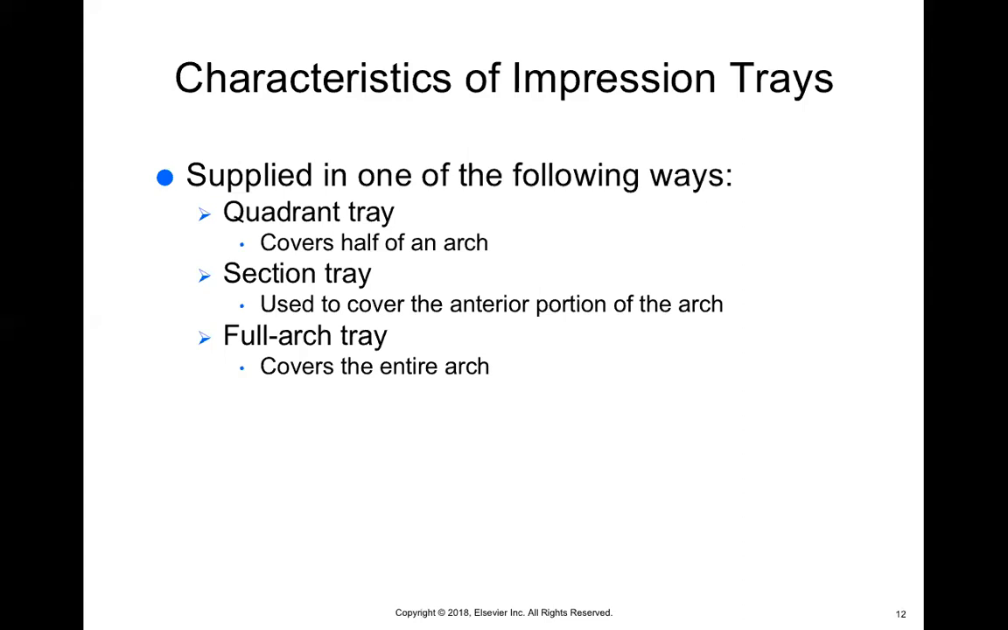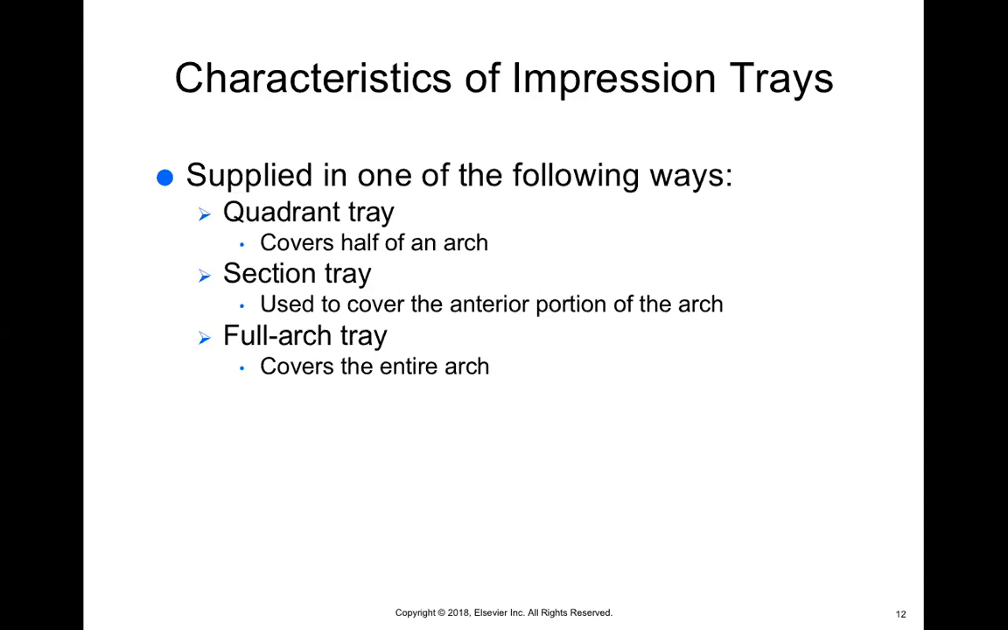You can think about it like how we did with the Tafelmeyer, where the direction you placed it for the upper right was the same direction for the lower left. It's the same way with these quadrant trays. The same quadrant tray that you use for the maxillary right, you can use for the mandibular left. And the same quadrant tray that you use for the maxillary left, you'll use for the mandibular right, kind of like diagonal. But again, those trays only cover one quadrant, so half of an arch.